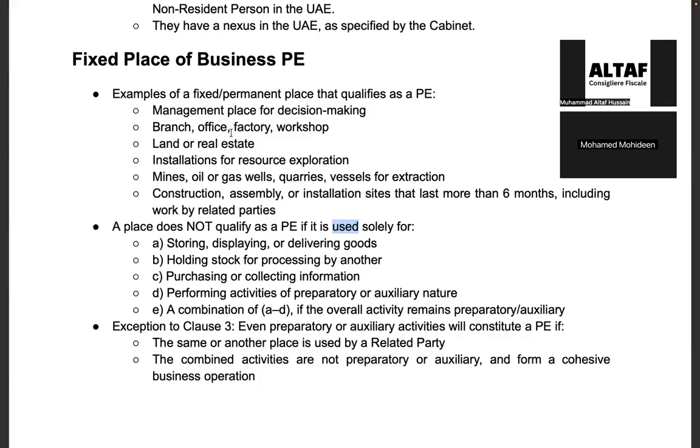And in the entire document that we are going through, you will not find a percentage or threshold or anything like that. I didn't mean the percentage. First, it is a supporting activity that you said. Okay, it is not generating income. Second, the line says that the place does not qualify as a PE if it is used solely for the purpose of not generating income, correct? Then see point number one, sorting, displaying, and delivering goods, and the last point which says performing activities of a preparatory or auxiliary nature.